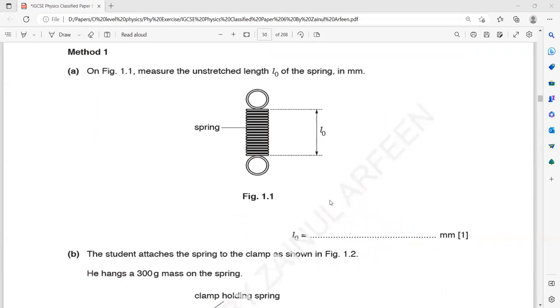You just have to place your ruler or the scale and then measure the length of this unstretched spring. So it is 1.7 centimeter. Don't forget to check the units that are given. If the units are not given, you can write in centimeter. So if you are getting 1.7 centimeter, you have to convert into millimeter. So it will be 17 millimeter. And as I mentioned, the marking scheme answer will be different from your answer.